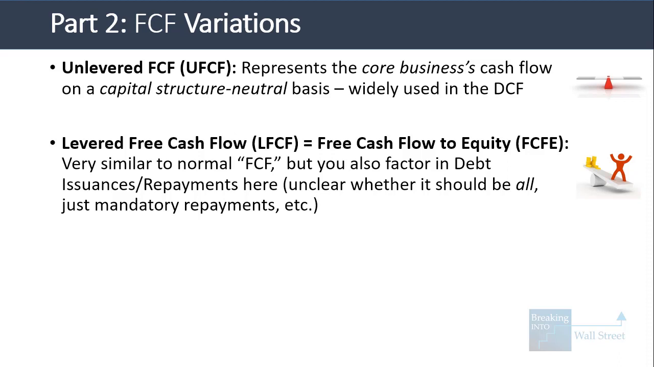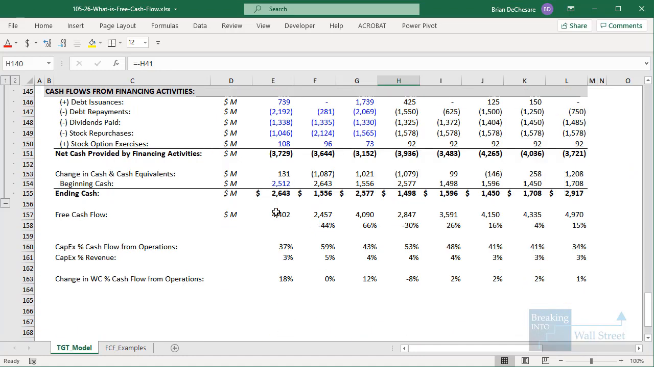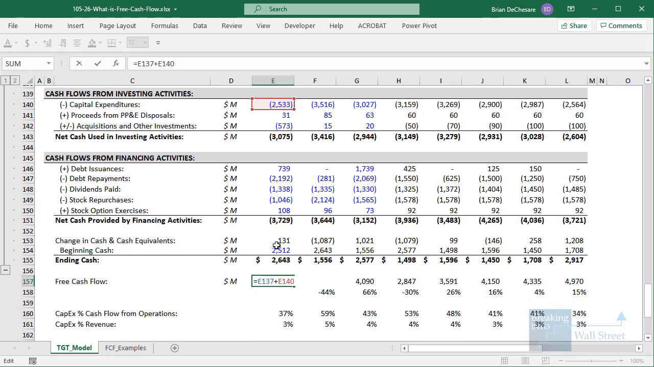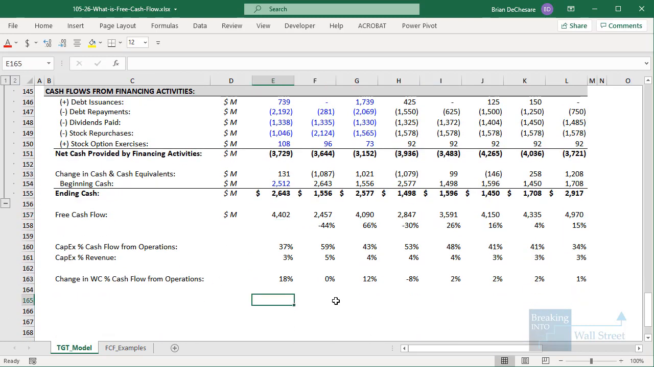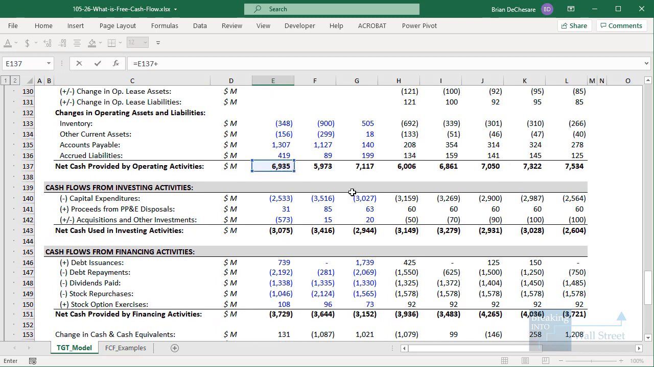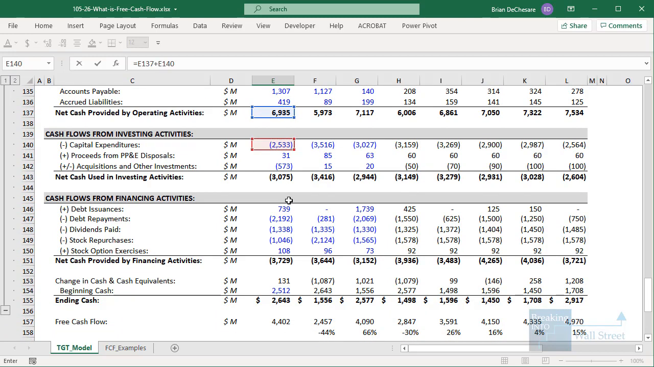It's similar to free cash flow by itself. So if we go down here and take free cash flow to equity, it would be almost the same, but there's one difference, which is that with free cash flow to equity, we normally start with cash flow from operations, we subtract capital expenditures, and then we do something with the debt issuances and debt repayments.